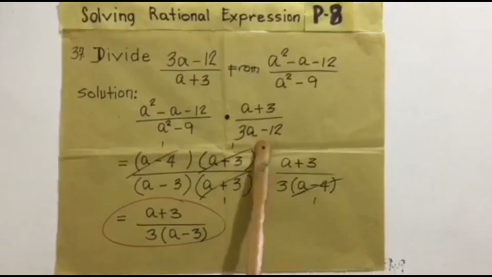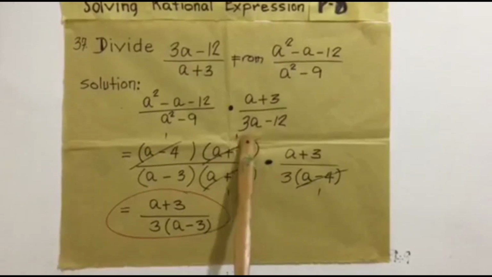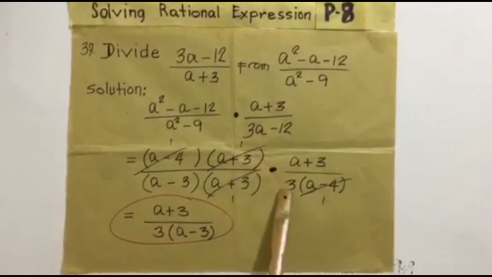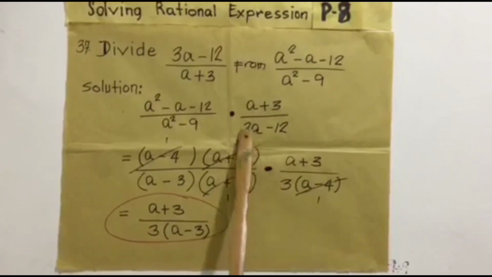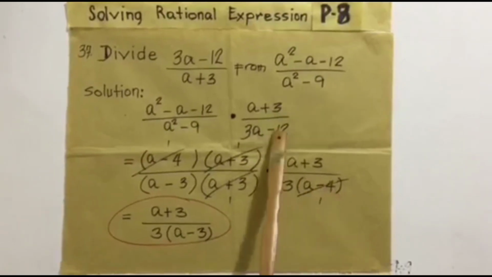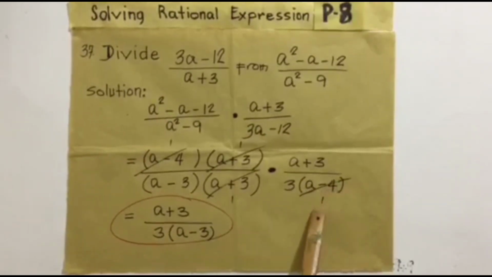And the 3a minus 12, we have to factor this. We're going to look for the common number that we can divide 3 and 12, which is 3. Then 3a divided by 3 equals a, and 12 divided by 3 equals 4, and the sign is negative.